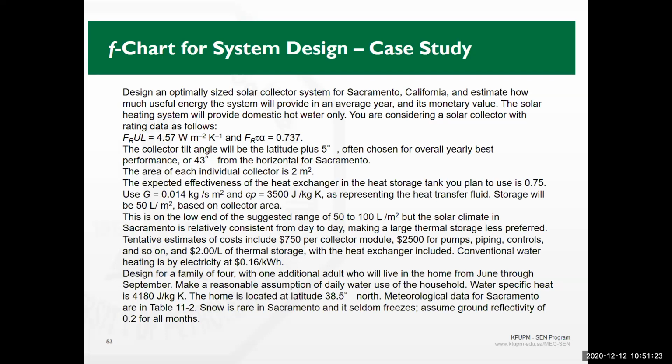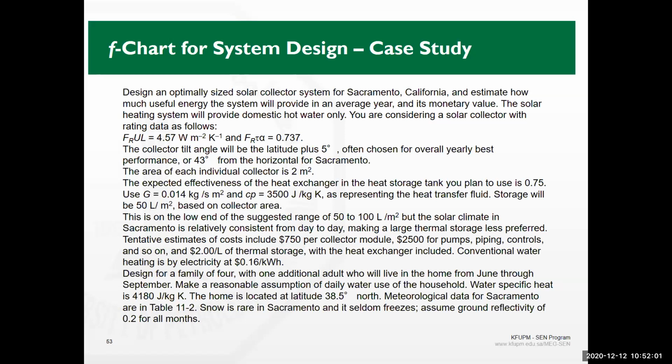So we need to design for a family of 4 persons with 1 additional adult who live in the home from June through September. Make a reasonable assumption of daily water use of the household. Water specific heat is 4180 joule per kilogram Kelvin. The home is located at a latitude of 38.5 north. Meteorological data for Sacramento is given in a table here, and snow does not normally occur in Sacramento. It seldom freezes, and the ground reflectivity of 0.2 is expected for all months.